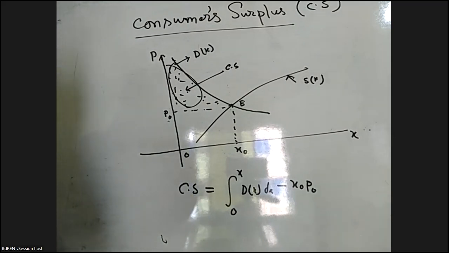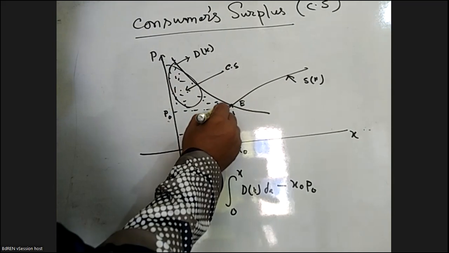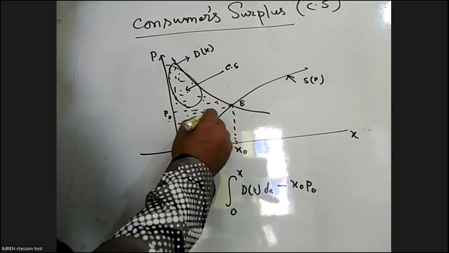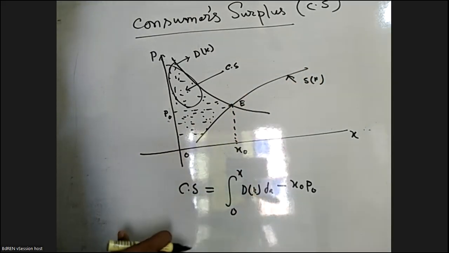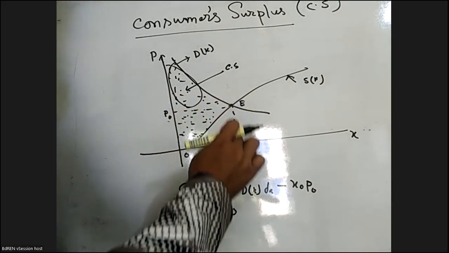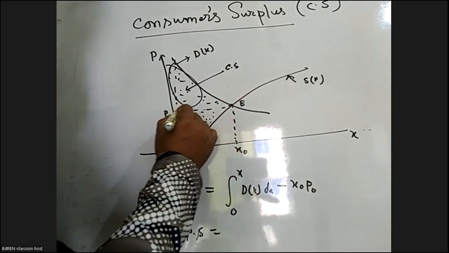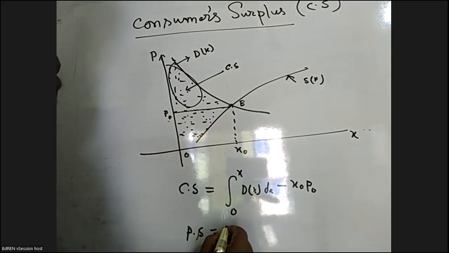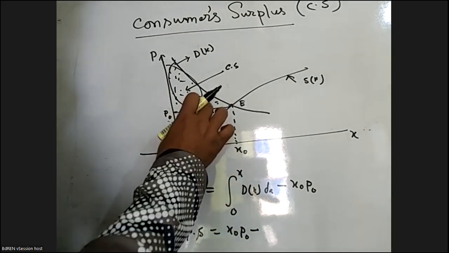Now similarly, what will be the producer surplus? Suppose this shaded area depends on the supply function Sx. To find this, remember that it depends on the supply curve. The total area is x naught p naught, the total revenue. From 0 to x naught, the whole area is the area of the parallelogram.